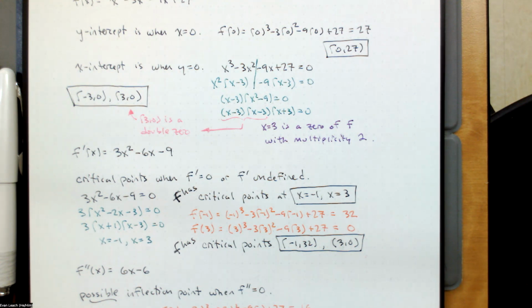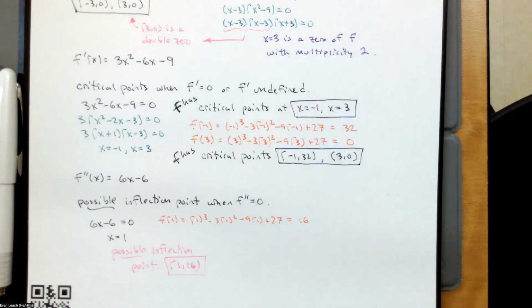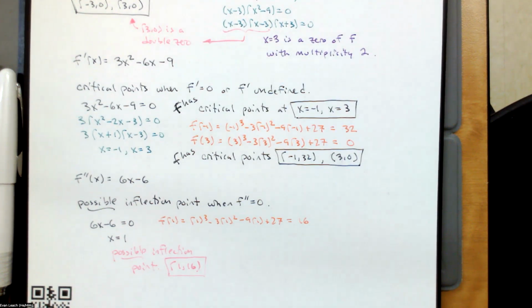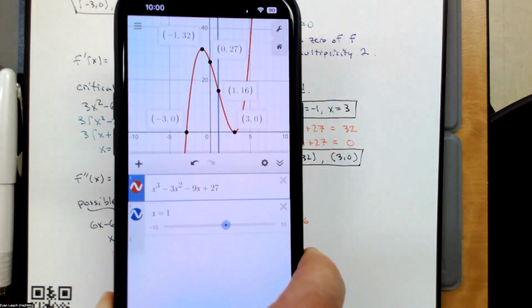If we want to find possible inflection points, we just repeat this process. We look for the critical points of the first derivative. So I took the second derivative, it's 6x minus 6, so there's a possible inflection point when f double prime equals 0. So when f double prime equals 0, we get x equals 1. There's a possible inflection point at (1, 16). 16 we got just by plugging 1 into the function, either by hand like this or by hand using your hand to press buttons on your calculating machine.